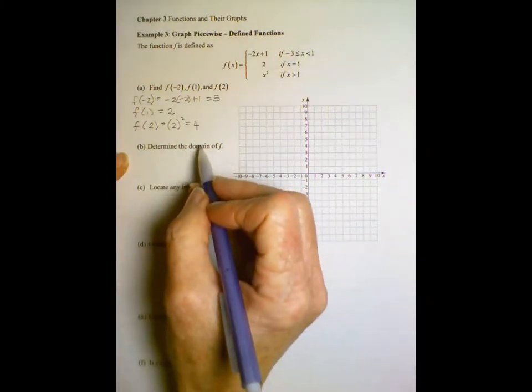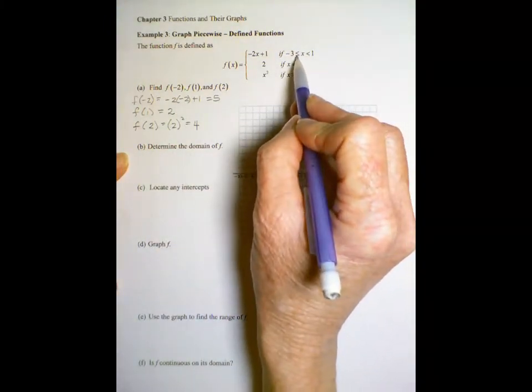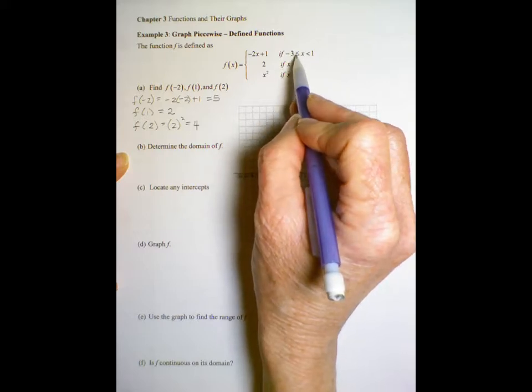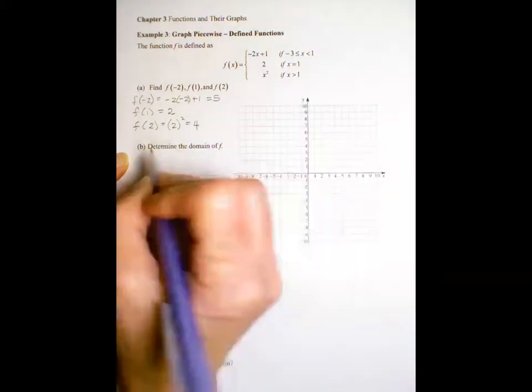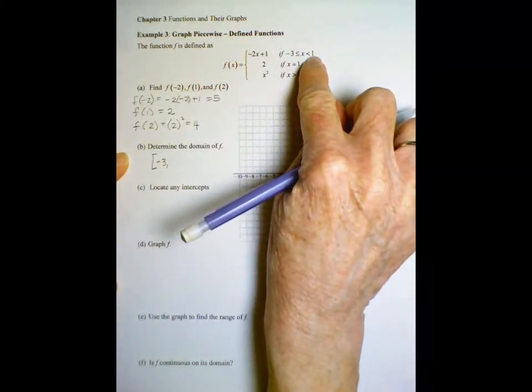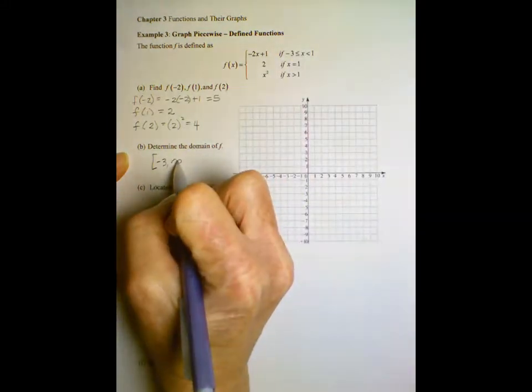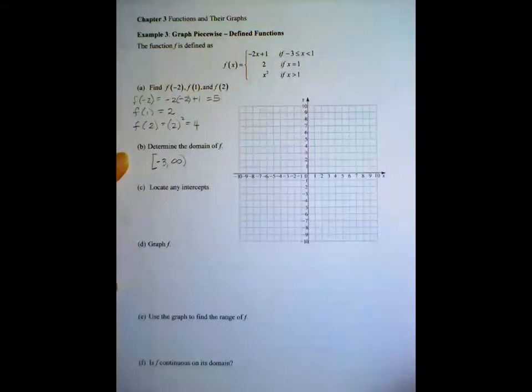All right, let's look at the domain. Starting as low as we can, how low does it go? Well, it goes all the way to -3, and that's as low as it goes, and it includes -3. And then we go from -3 almost to 1, then we get to 1, and then we go all the way to positive infinity. Greater than 1, positive infinity.